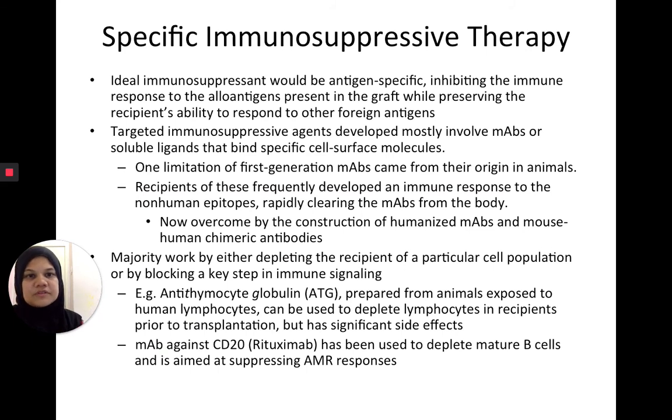So the recipients will develop an immune response to the non-human epitopes, and they'll clear the monoclonal antibodies from the body. However, now there's a way to humanize the monoclonals, and you'll have mouse-human chimeric antibodies that are more tolerated by the host. So they'll work by depleting the recipient of a particular cell population. So it doesn't suppress the entire immune system, but just certain cell populations. Or it'll block a key step in the immune signaling. So there are some examples there, but the example I asked in the test is rituximab, the monoclonal antibody against CD20. So that helps suppress mature B cells.